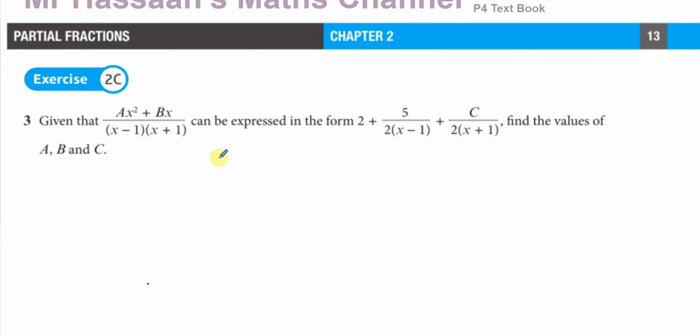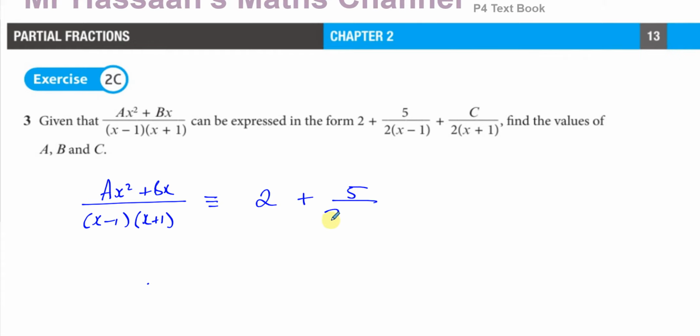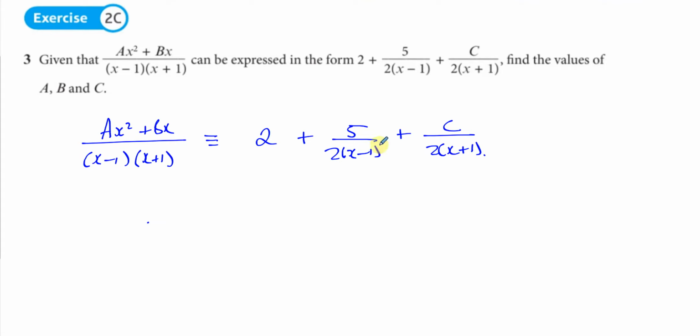So what you need to realize is that we know ax squared plus bx over (x minus 1)(x plus 1) is identical to 2 plus 5 over 2(x minus 1) plus c over 2(x plus 1). Now, what we normally do is we try to get rid of the fractions, when we're making partial fractions, we try to find the values of the letters on this side normally, and we get rid of the fractions.